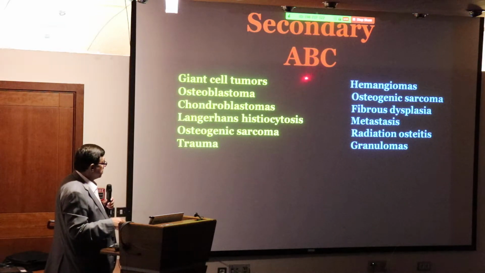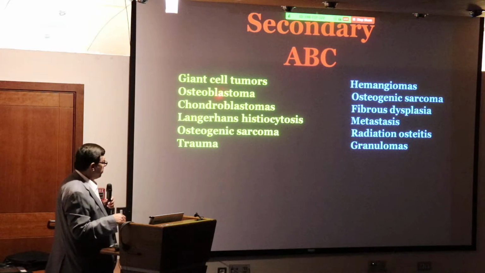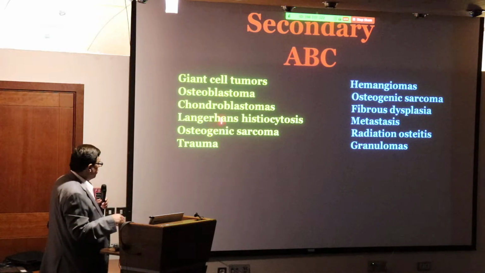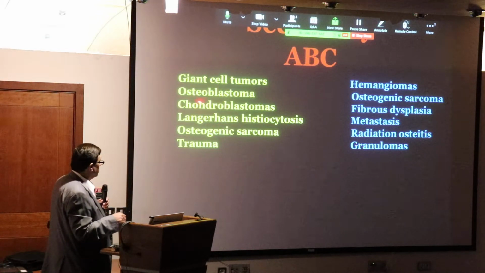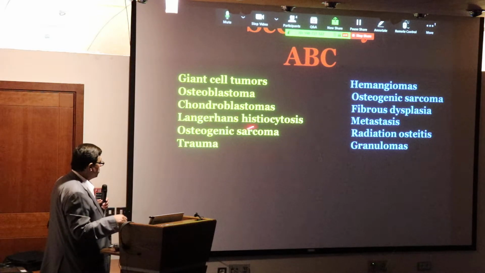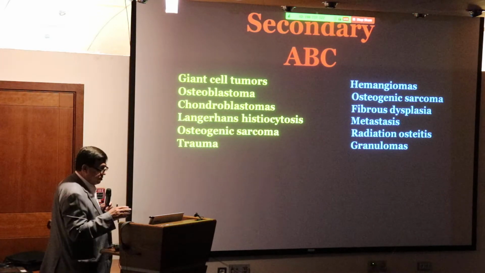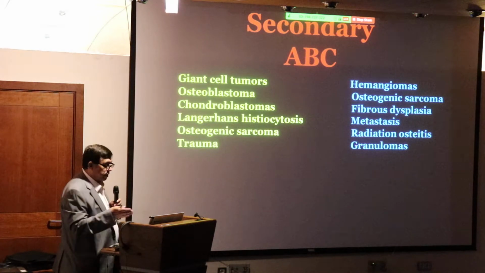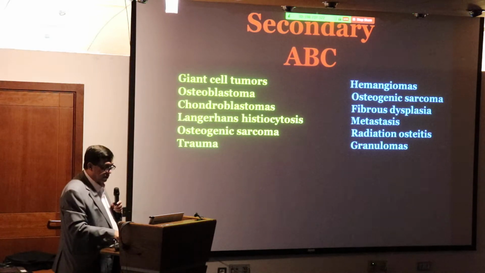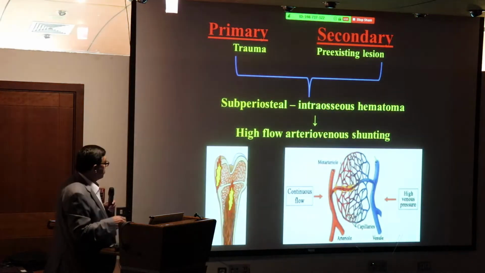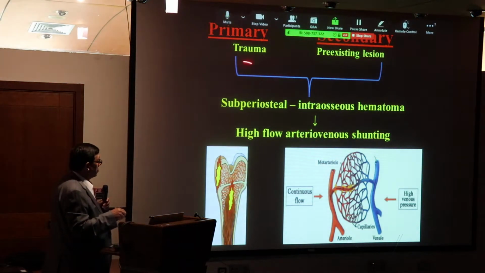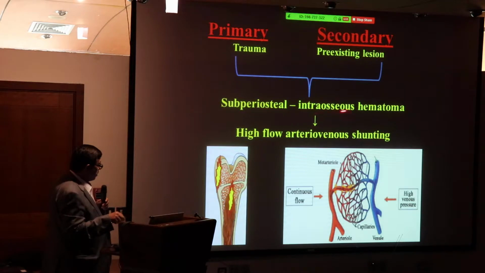Secondary aneurysmal bone cyst develops on top of a pre-existing pathology: giant cell tumor, osteoclastoma, osteoblastoma, chondroblastoma, Langerhans, osteogenic sarcoma, etc. Lots of pathologies, and on top of them an aneurysmal bone cyst develops due to trauma. So whether it is a primary trauma or a trauma on top of a pre-existing lesion, there is usually a history of supraosteal or intraosseous hematoma.